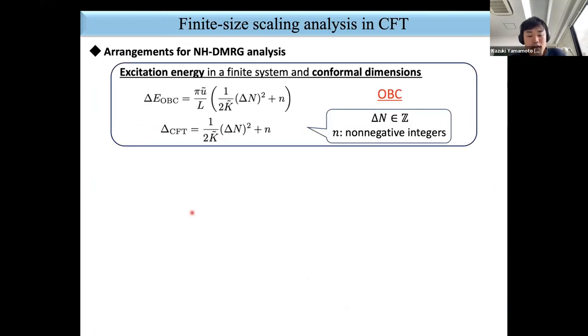Okay. And finally, in the last part of the analytical solutions, we want to make arrangements for non-Hermitian DMRG analysis. Of course, as you know, the open boundary conditions have better convergence than the periodic boundary conditions. And it becomes very significant in non-Hermitian systems because the convergence problem becomes very severe there. So we want to apply the open boundary condition in the non-Hermitian DMRG calculation. And we have to obtain the excitation energy in a finite system and conformal dimensions in open boundary conditions for chiral Tomonaga-Luttinger liquids. The results are given in this way.